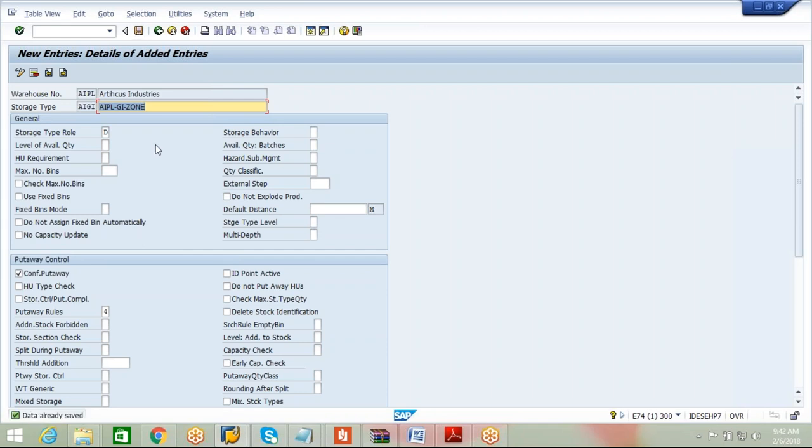Now I have created two staging area groups. One is for GI and another one is for GR. Three final destination storage types. Okay, now we will move to the storage sections.